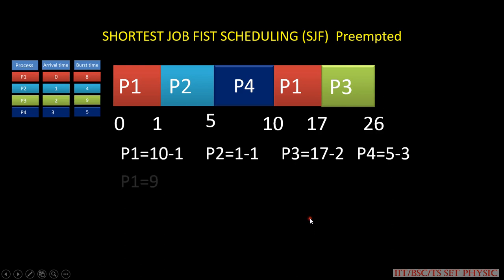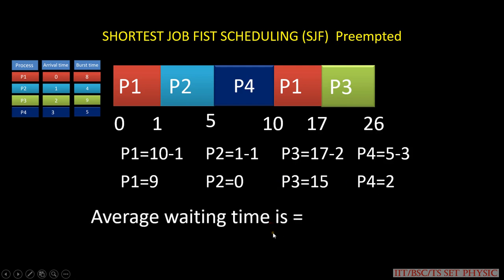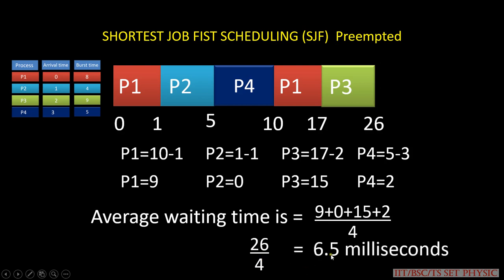The values are P1 equal to 9, P2 equal to 0, P3 equal to 15, and P4 equal to 2. The average waiting time is the sum of the waiting times divided by the number of processes. So the average waiting time is 9 plus 0 plus 15 plus 2 divided by 4. That is 26 by 4, and the value is 6.5 milliseconds.